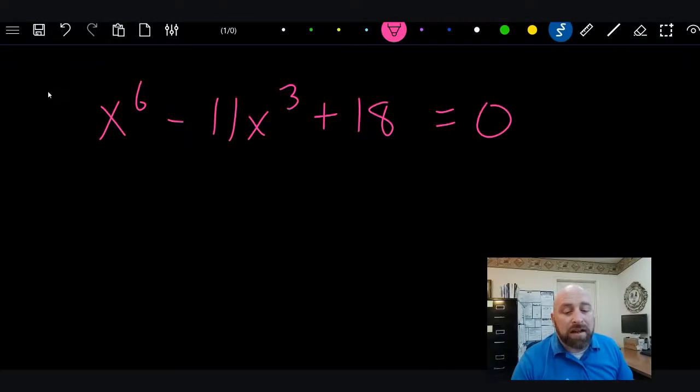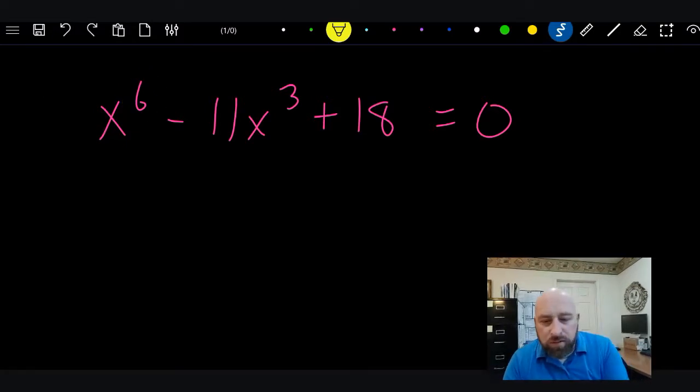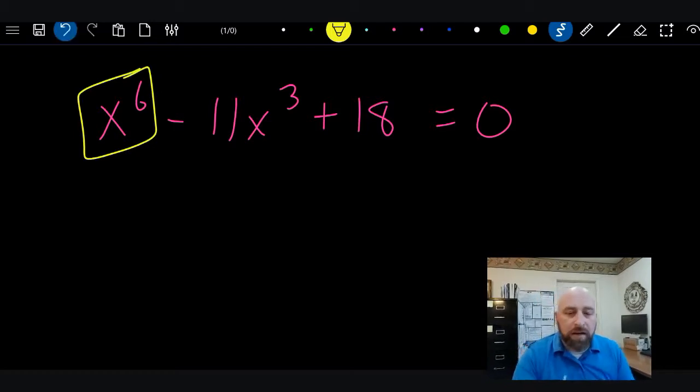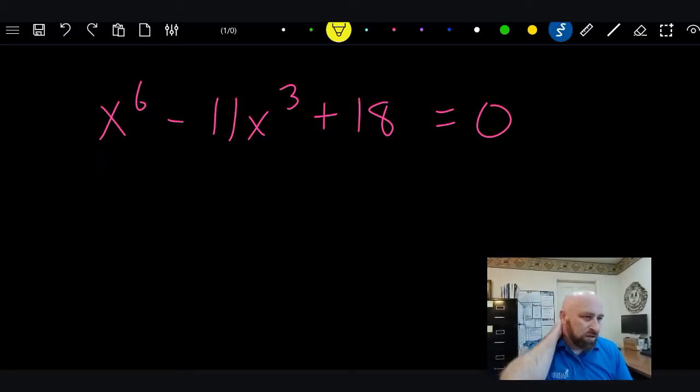But this is what to do when you have something like this. You can look down here and I have x to the 6th minus 11x to the 3rd plus 18 equals 0. Now, in this case, we don't have a quadratic because we have it to the 6th power. Wow, interesting. So what we want to do to this is we want to take this term right here and we want to turn it into a square.